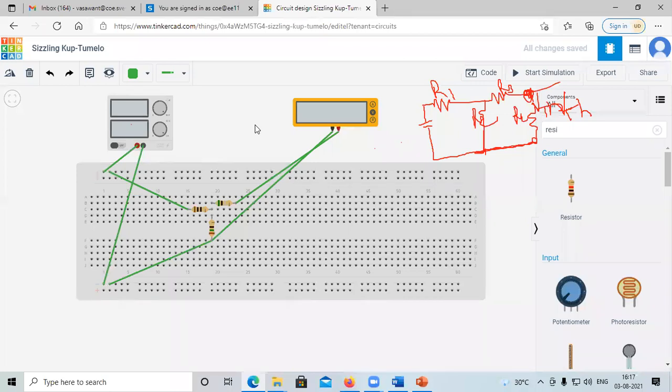So it comes to 2 ampere. Just select the current, either it may be 5 ampere or it may be 10 ampere.